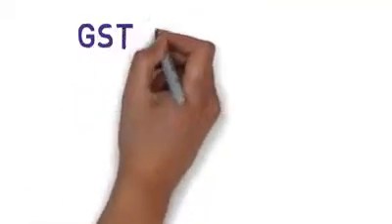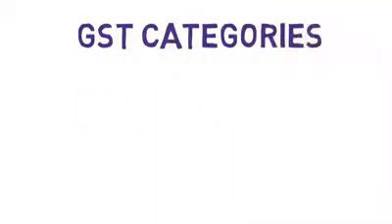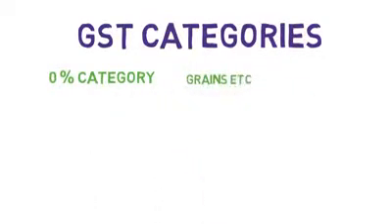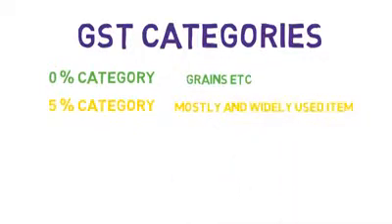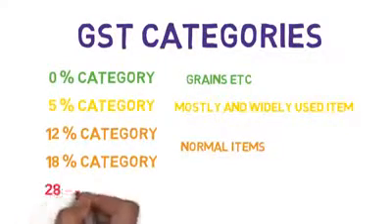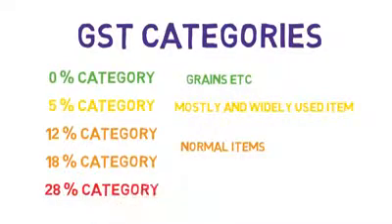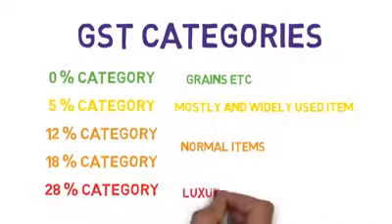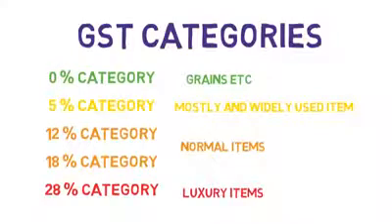We will also have 5 categories in GST in India. The 0% category will apply to food grains and the like. The 5% category will apply to mostly and widely used items. The 12 and 18% categories will apply to items which are normally used. The 28% category will apply to luxurious items.